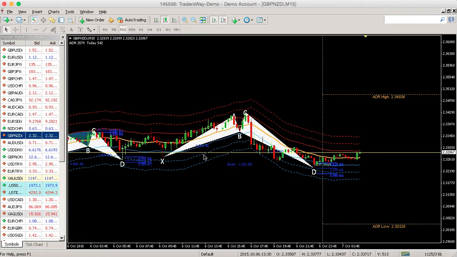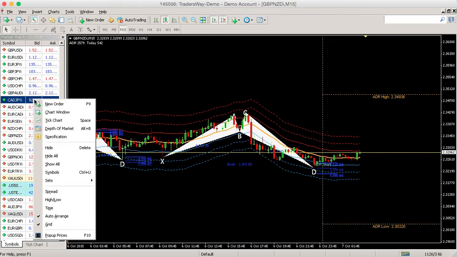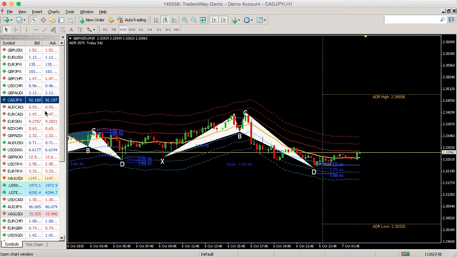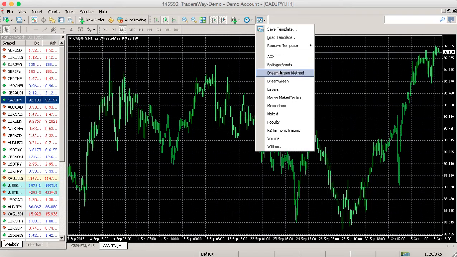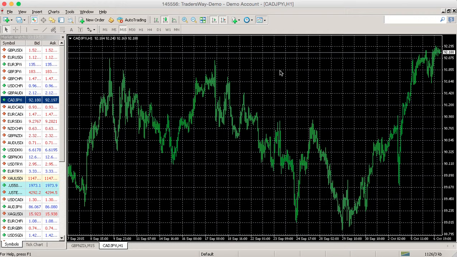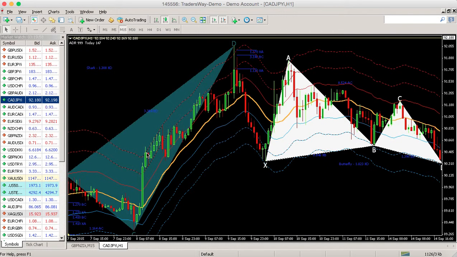If you want signals to go to your phone, you're going to have to click each and every currency, go to chart window, and put a template on each and every one. It won't send you a signal for a chart that's not up here, so you have to do the same thing I just did to this one to each and every one that you want to get an alert for, to your phone or on your computer.